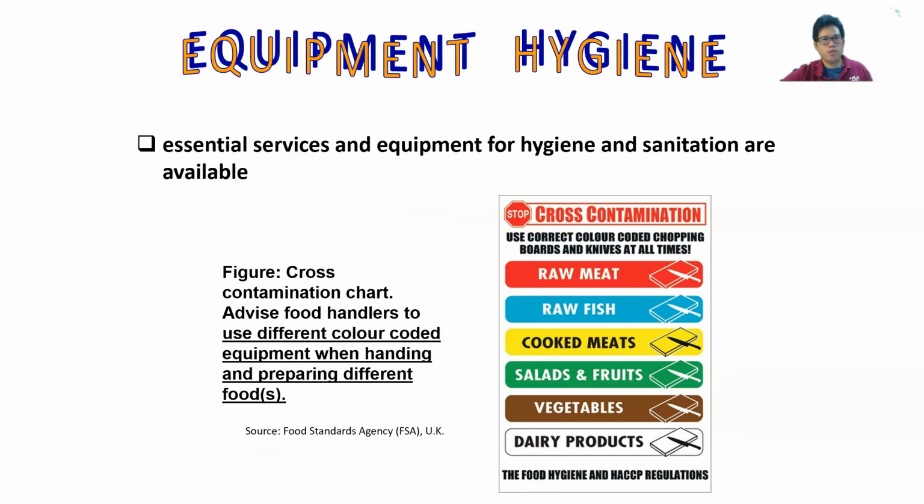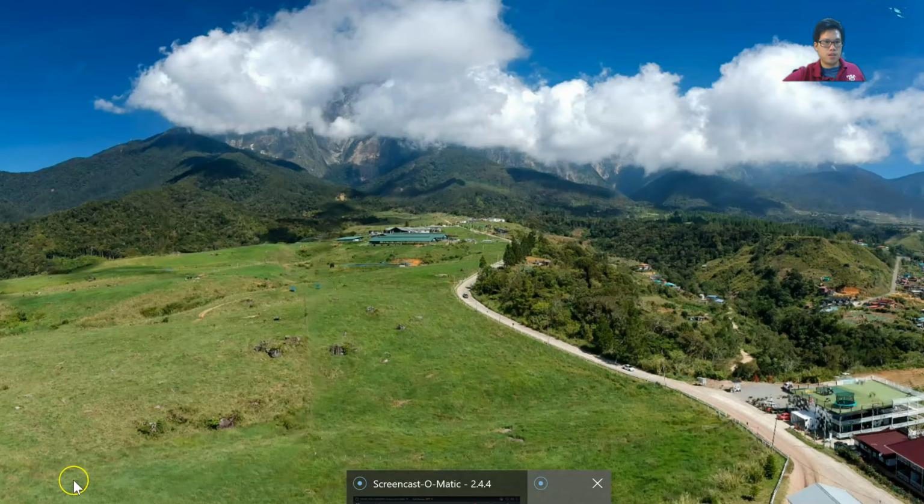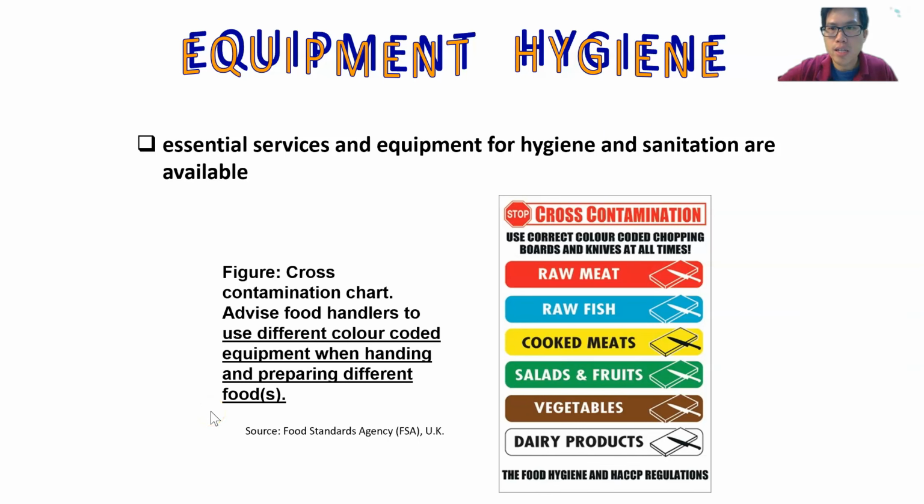Equipment as well. If you go to the kitchen of Taylor's, you can see that we actually have color-coded chopping boards. The reason is so that you do not cross-contaminate. The green color is for salad and fruits. If you want to cut meat, you use the red chopping board and so forth. In Taylor's, they have different color-coded chopping boards there.